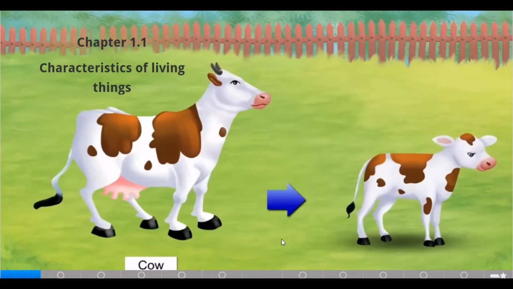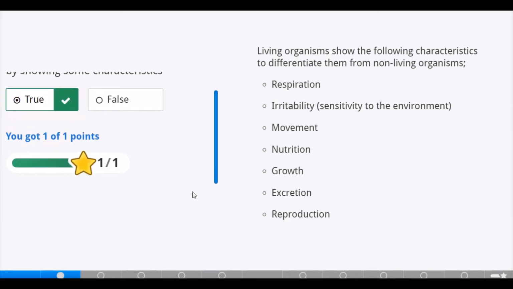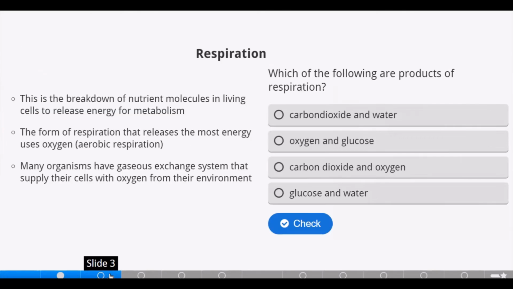Today I'll be walking us through characteristics of living things. Living things differ from non-living things by some characteristics. True or false? True. So let's look at some of these characteristics by which living things differ from non-living things. The first characteristic here is respiration, then followed by irritability, or what we know as sensitivity, movement, nutrition, growth, excretion, reproduction. We'll be analyzing each characteristic.